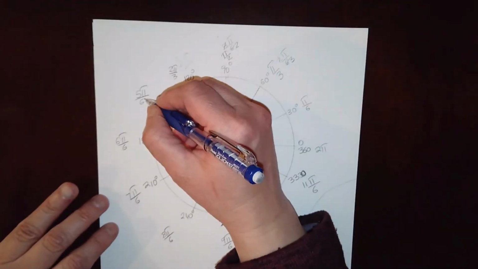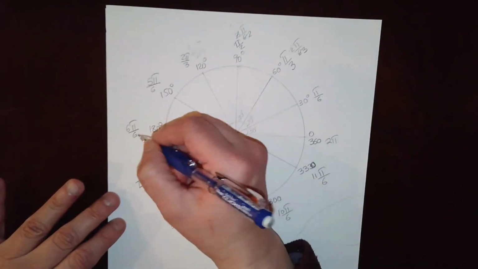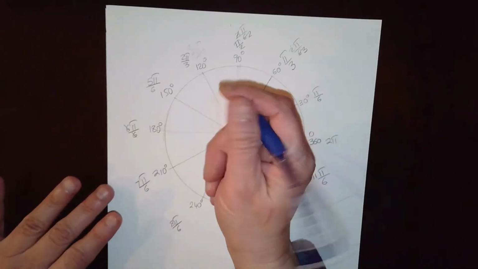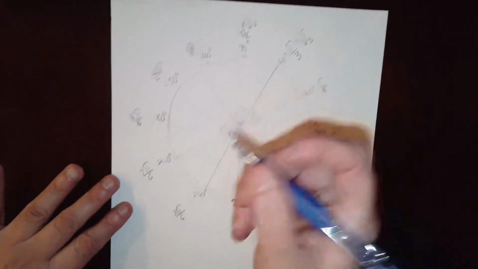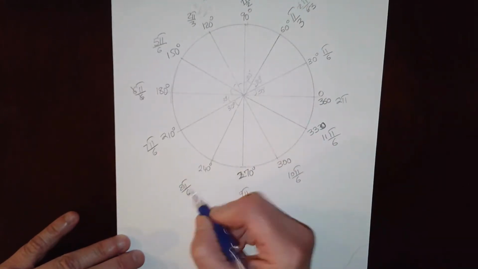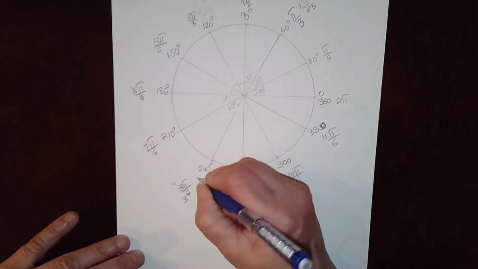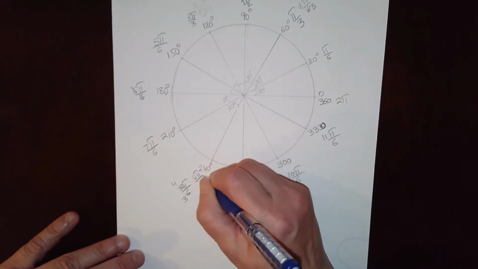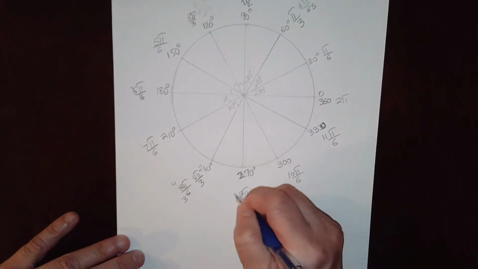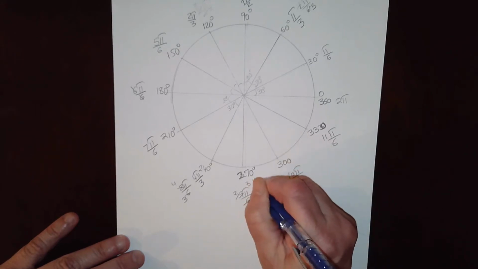This one, 5 pi over 6, does not simplify. You leave this alone. 6 pi over 6, that means the 6s cancel out, and that is the same as pi. Okay? 7 pi over 6 does not simplify. You leave this alone. 8 pi over 6, 8 divided by 2 is 4, 6 divided by 2 is 3. That is 4 pi over 3. 9 pi over 6, 9 divided by 3 is 3, 6 divided by 3 is 2, so this is 3 pi over 2.